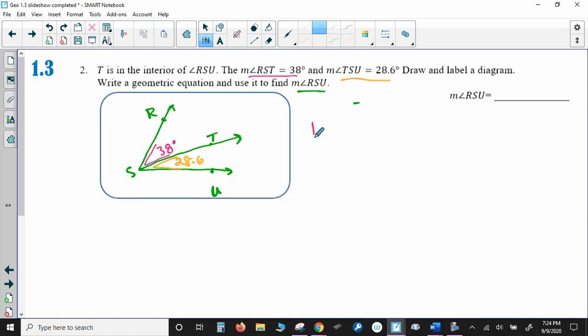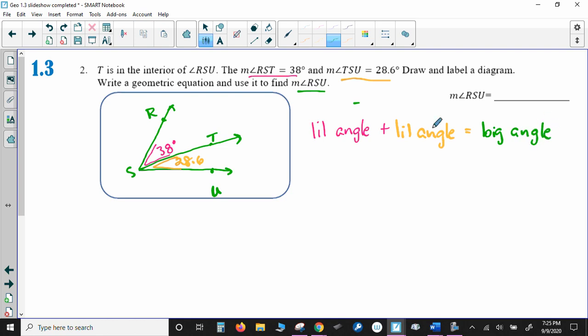So, is this red? You need to think about the little angle plus the little angle and say, okay, the two little angles are equal to the whole big angle. Is this green?